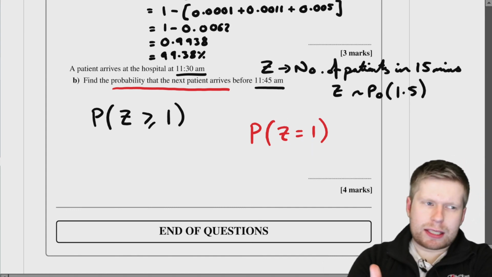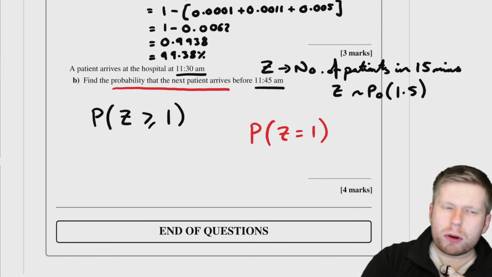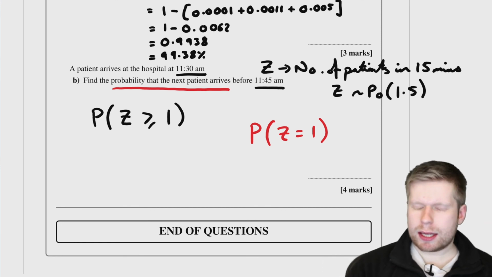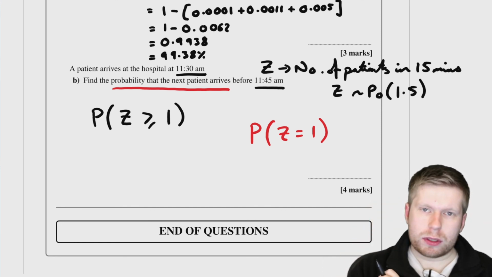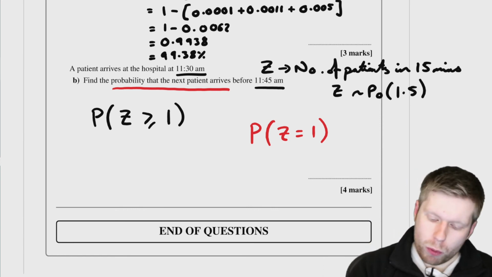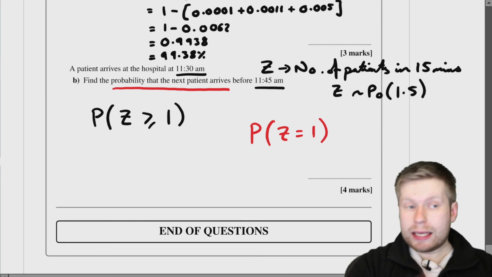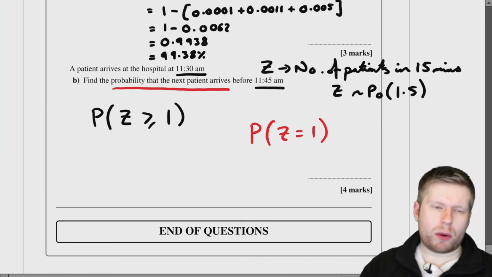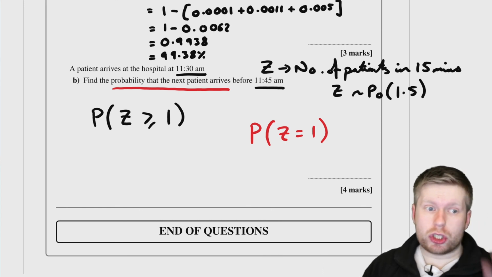Let's think about this, because we should always think about complements with situations like this. So let's think, what situation don't we want? If we want to find the probability that the next patient arrives, we basically want at least one patient arriving before the 15-minute window is up, then the situation we don't want is for no patients to arrive.